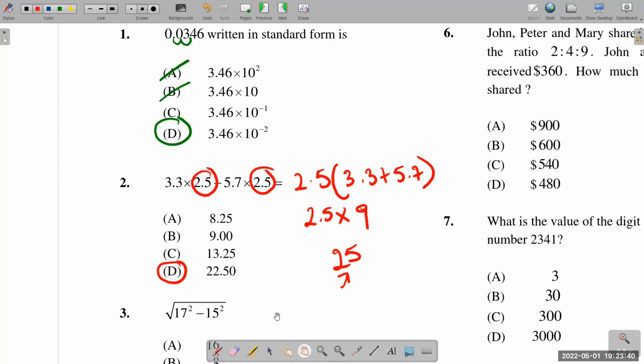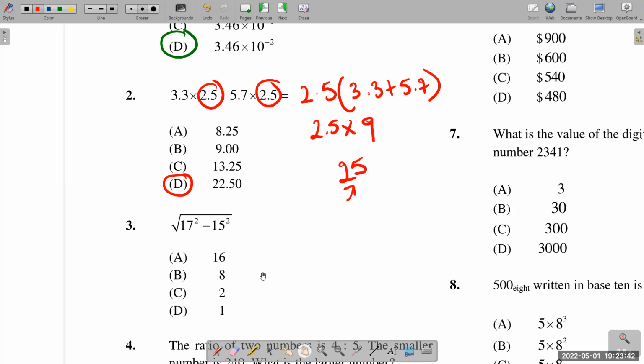All right. Let's look at number 3. What's the answer for number 3? Remember, I told you about memorizing square numbers. And I'm going to be honest, I know 15 square is 225. So 17 square, we know it can't be 1, it can't be 2. So it's between A and B. Which one would you pick?